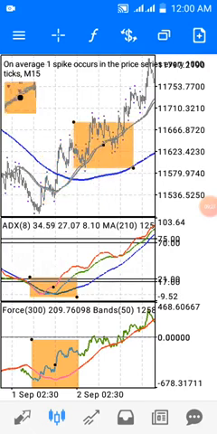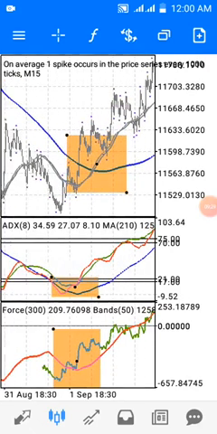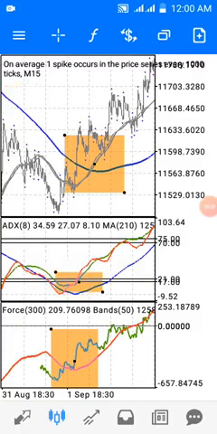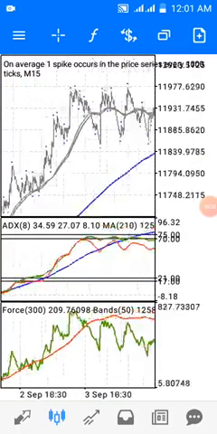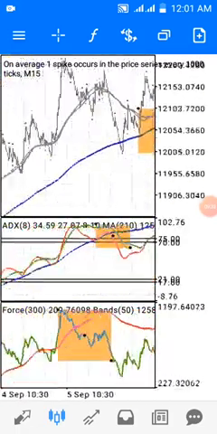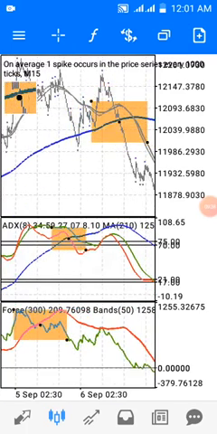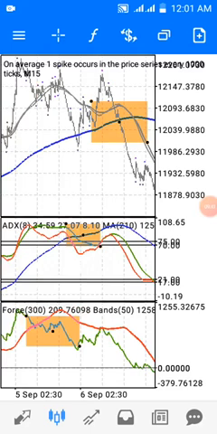Don't forget, you allow the crossing here, okay, and the crossing here to happen. And for short situation, you allow the 3 crossings to happen here. So that's it about the strategy.